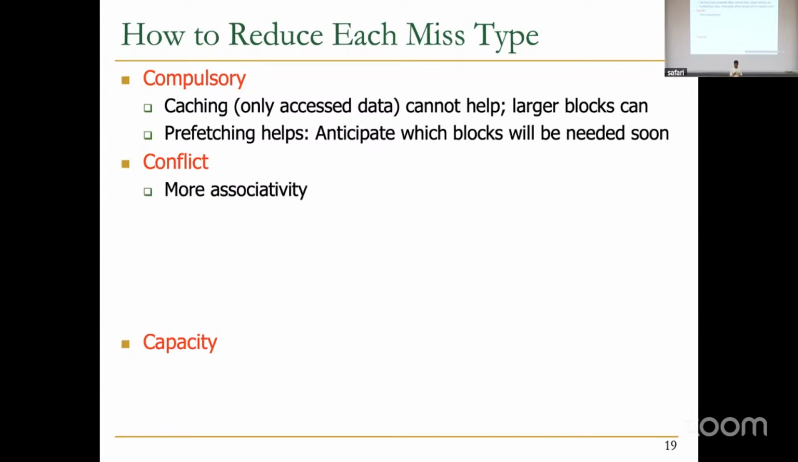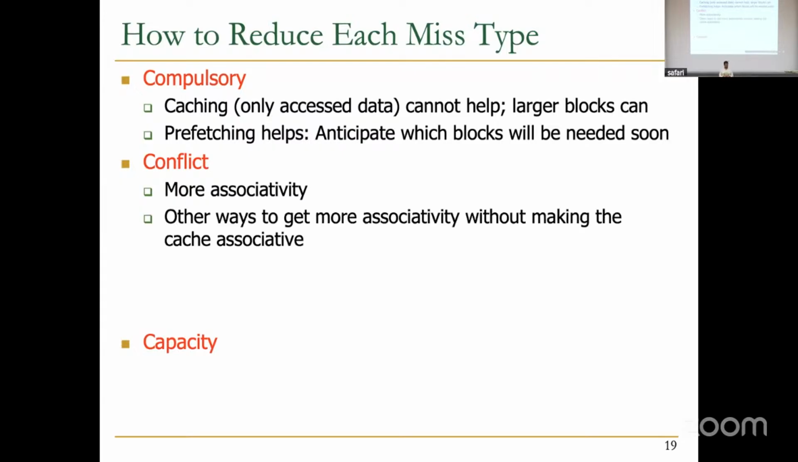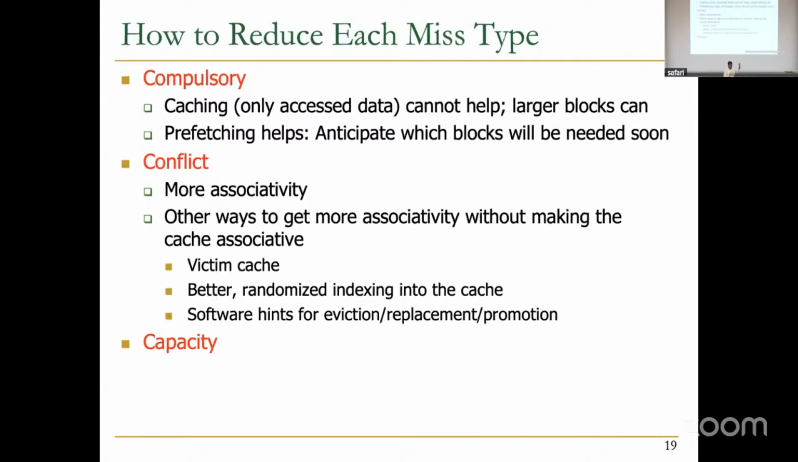So there are avenues to reduce conflict misses also. For example, the easiest way is to increase associativity, but associativity comes with its own drawback of power as well as energy. But there are other ways of getting more associativity without making the cache fully associative. Some examples are victim cache and randomized indexing, which I'm not going to cover in today's lecture, but if you're interested, you can look them up.